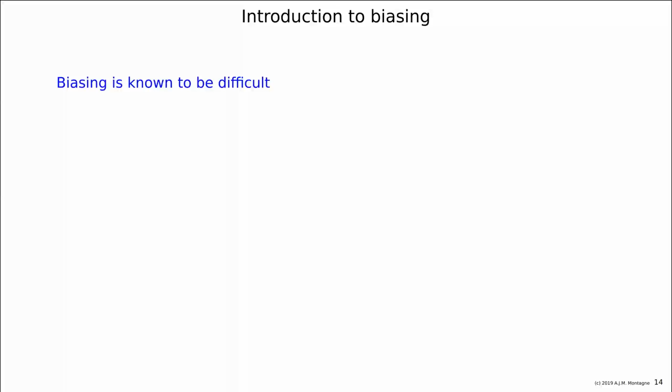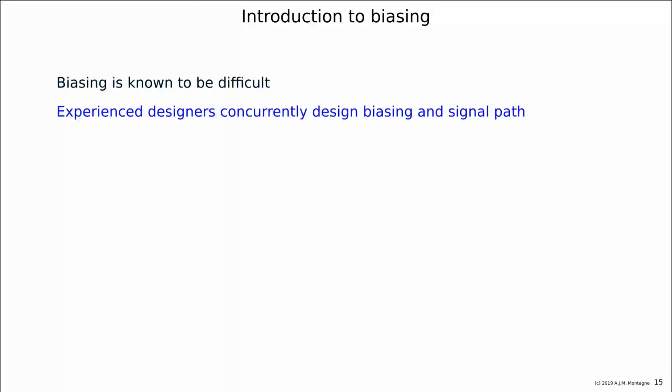So biasing is known to be very difficult by many people. And why is that? Well, that is basically because experienced designers concurrently design the biasing and the signal path. And the tools that we have, like Spice and Cadence, don't support any other method. Because we are working there with nonlinear devices, you must have an operating point before you can do something like an AC analysis or a noise analysis. And this mixes up biasing design and the design of the signal path. And this can be very confusing if you're a novice because you're not experienced yet.